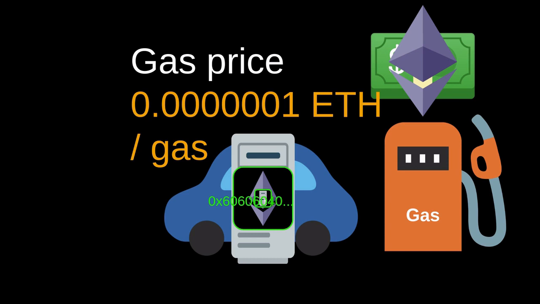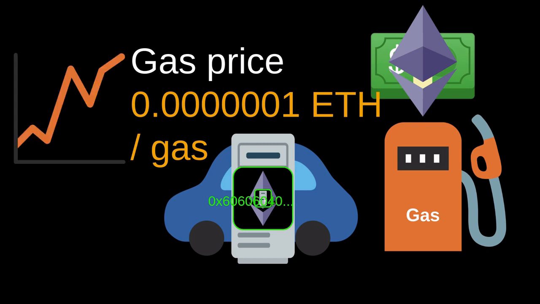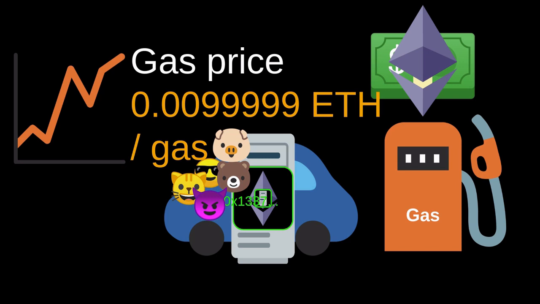For example, a single unit of gas might cost 0.000001 ETH. How is the gas price determined? It depends on the market. And what market are we talking about here? Well, let's say that you're willing to pay 0.000001 ETH per gas to run your smart contract. Bob the Bear is willing to pay a little bit more for the gas price to run his transaction. Charlie the Cat is willing to pay even more than Bob. Some are willing to pay even more to have their transaction executed. Others are not so willing. They'd rather pay less.